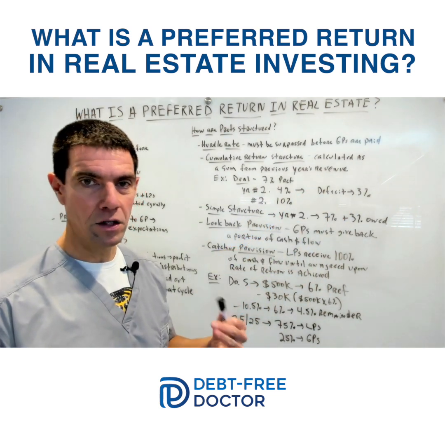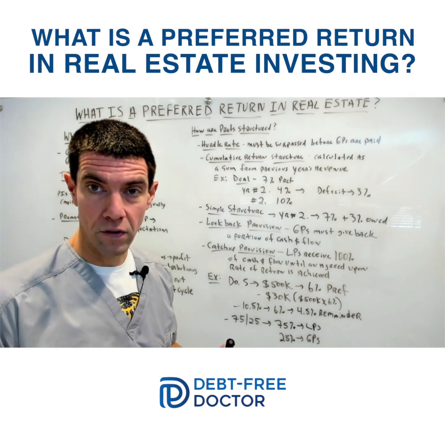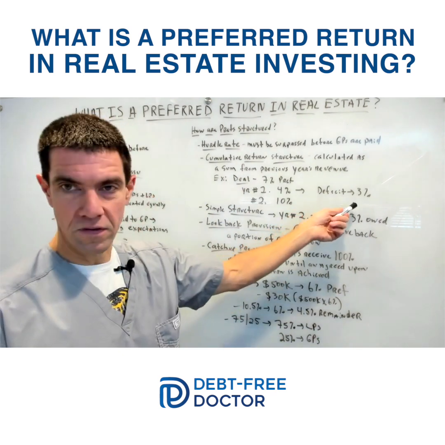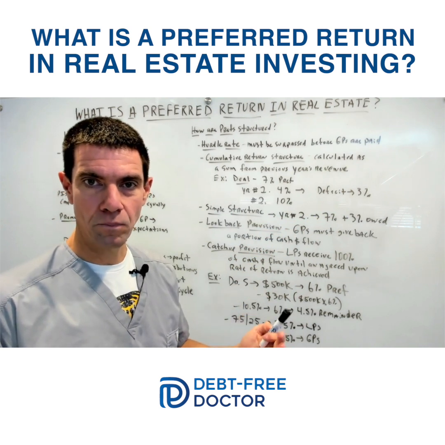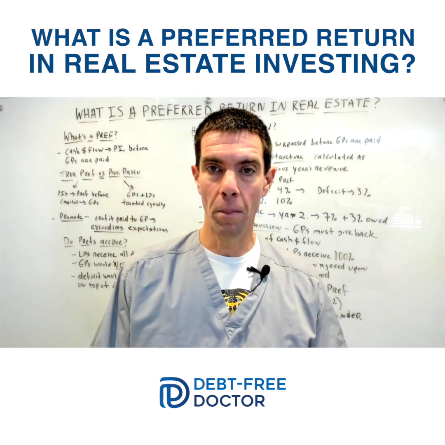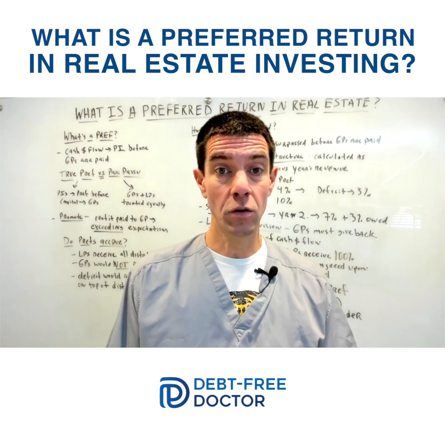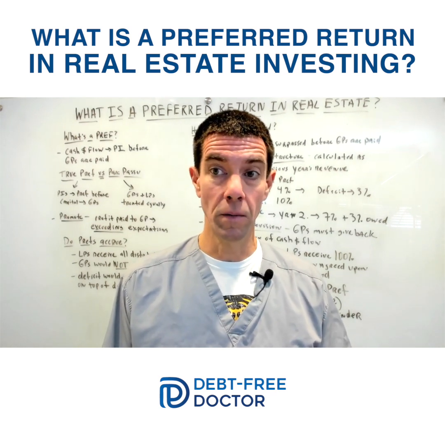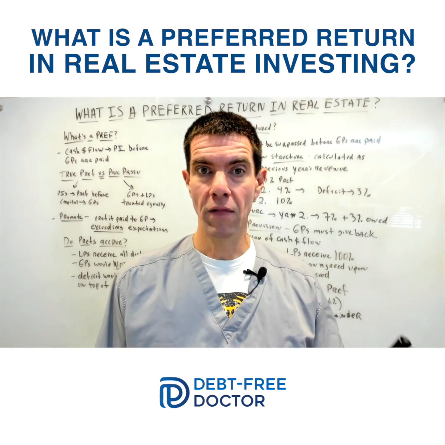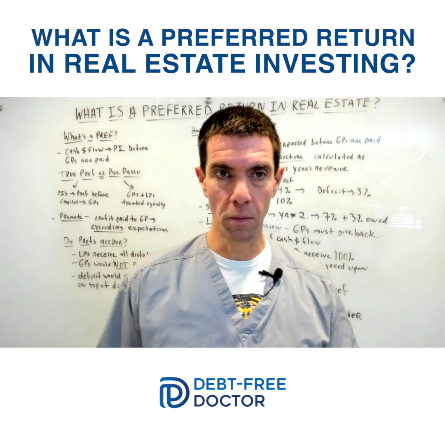In a syndication with a cumulative pref, the missing 3% in the first year is added to the passive investor's capital account. This increases the overall basis for calculating returns in year two. In situations like this, where there isn't enough cash flow to reach the hurdle rate in the first year, investors will be paid the remainder in future years as additional cash flow becomes available.